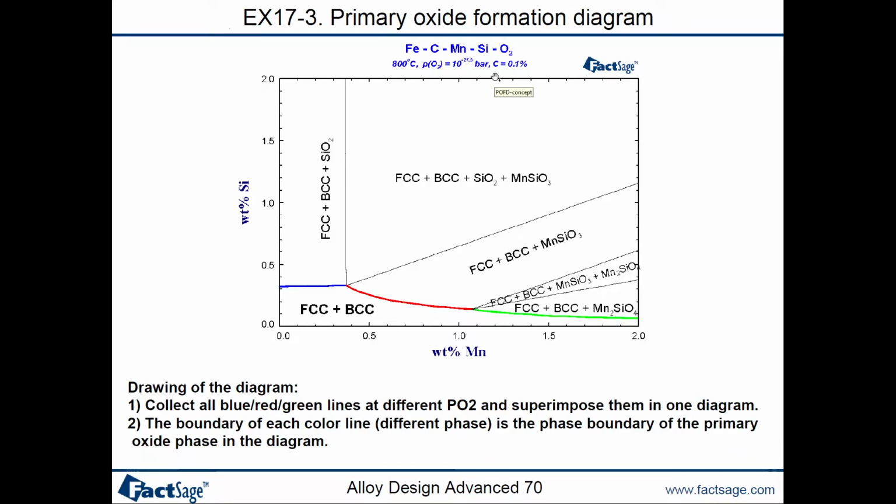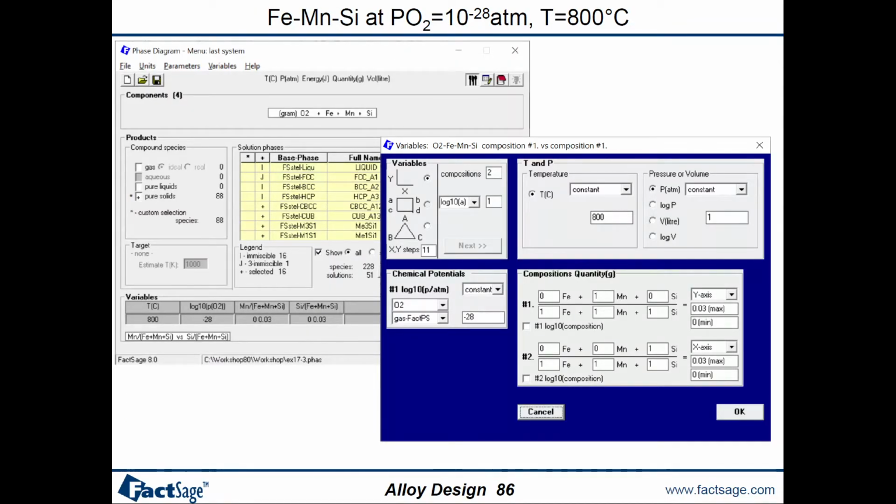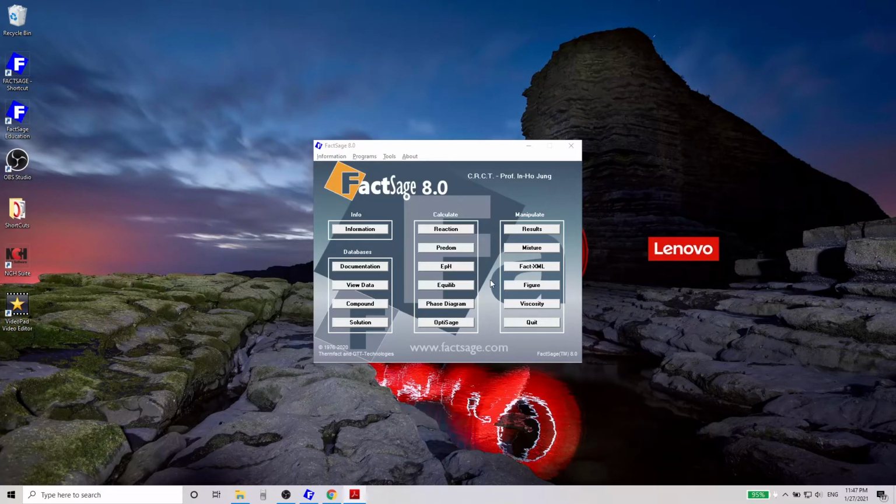and for a specific annealing temperature and partial pressure of oxygen. In this problem, we'll use an iron manganese silicon alloy, and the annealing temperature will be 800 degrees centigrade, and the partial pressure of oxygen will be 10 to the power minus 28 atm. So in order to draw the primary oxide formation diagram, we have to first open the FactSage Figure module. To open the FactSage phase diagram, we have to click on this phase diagram option with the left mouse button.